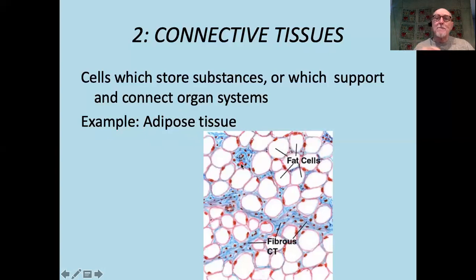Adipose tissue, by the way, can also be used as a protective mechanism. For example, on top of the kidneys, there are two big fat bodies that sit on top of the kidneys, and that's purely protective to protect the kidneys.